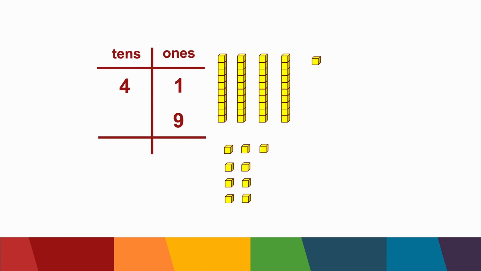Here we have 41 plus 9. Starting in the ones column, 1 plus 9 is 10. That's 1 ten and 0 ones. Give the 1 ten to the tens column. Carry the 0 down. 1 plus 4 equals 5. 41 plus 9 equals 50.